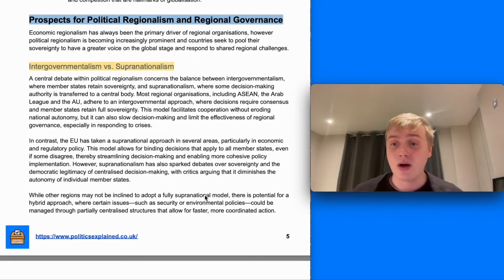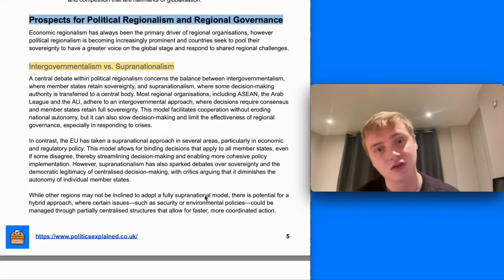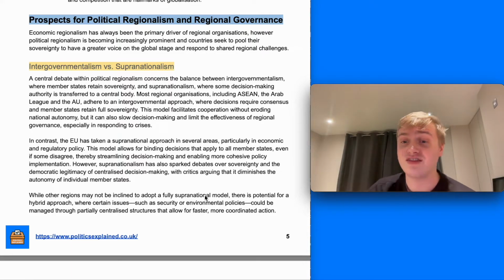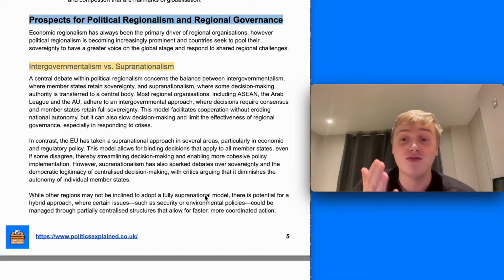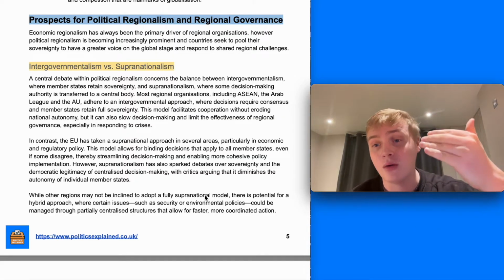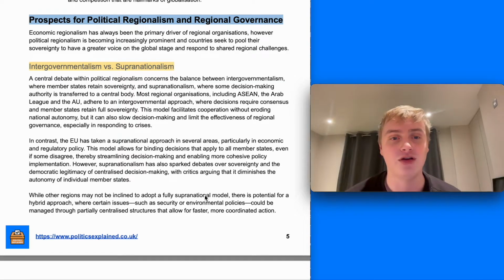Whereas supranationalism is where some decision-making power is transferred by member states to a central body that makes that final decision. So even if a nation state may oppose it, they may be forced to implement the decision because they've ceded that power to make the decision to a higher body, such as the European Central Bank, for example.